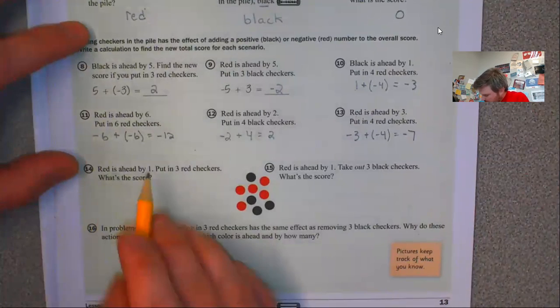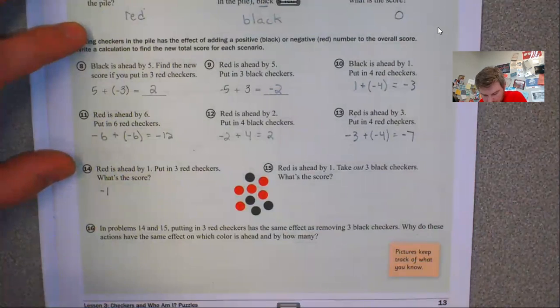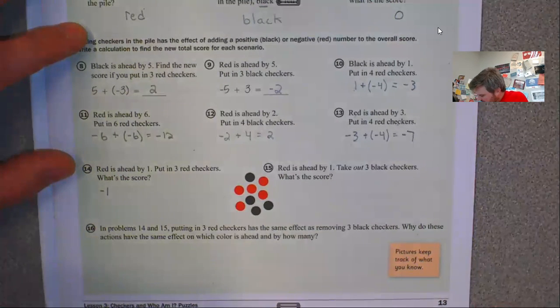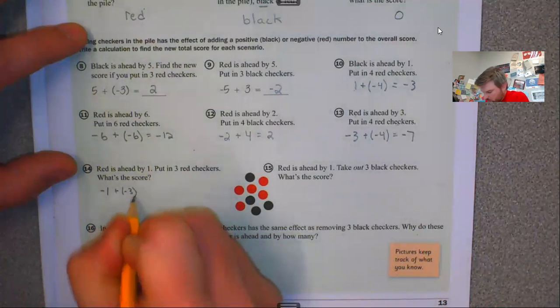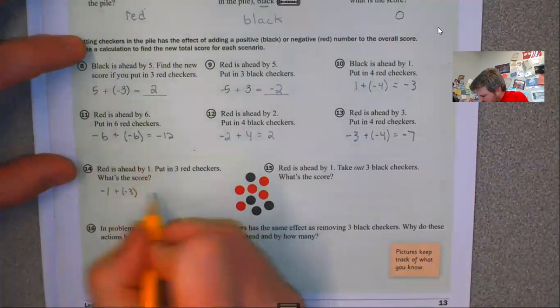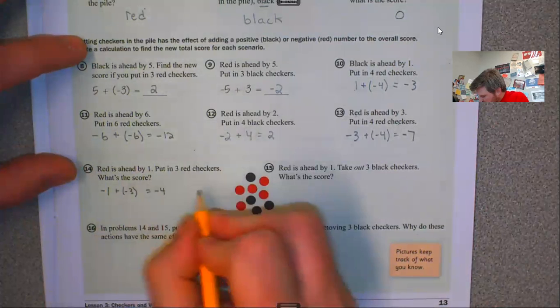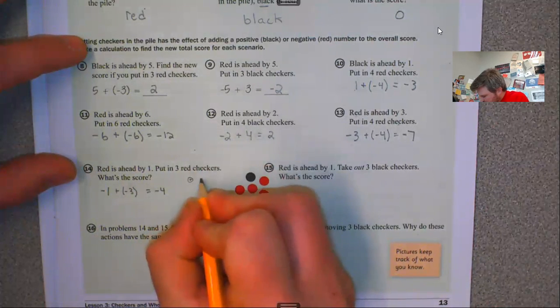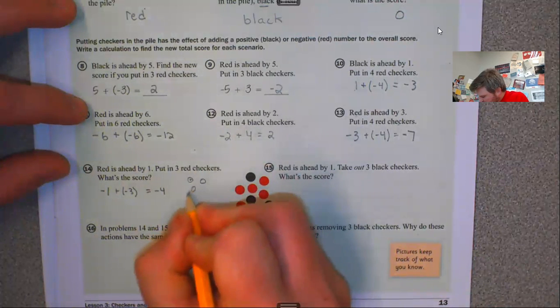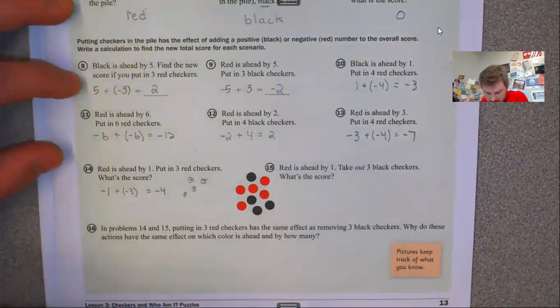Red is ahead by 1, so you have -1. And you put in 3 red checkers, so plus -3. What is the score? -4. So you could use this, or you can use checkers. You can say red, there's 1, and then you put 3 more red, red, red, red. If you have a colored pencil or something, you can color those, do what you need.